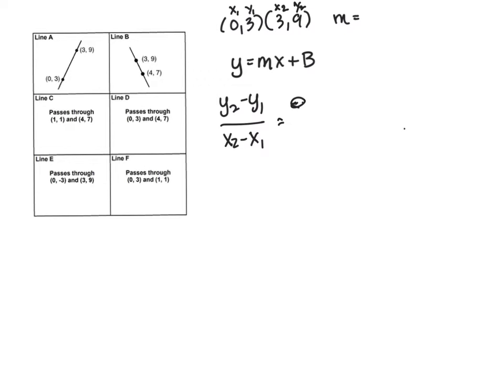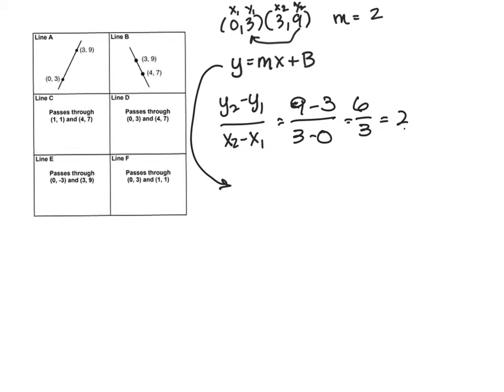Your slope is 9 minus 3 over 3 minus 0. 9 minus 3 is 6, 3 minus 0 is 3, and to simplify, 6 divided by 3 is 2. That is our slope. So that's your slope. Now let's use our formula of slope-intercept form to find our equation.